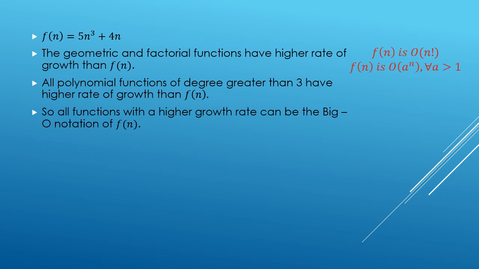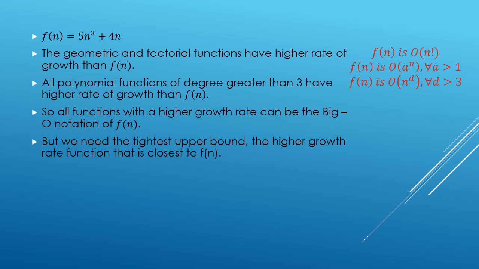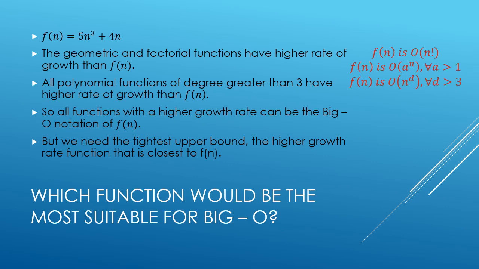Fn is O of a raised to n for all a greater than 1. This is the geometric function and this is mathematically correct too. Fn is O of n raised to d for all d greater than 3. This represents polynomials of degree greater than 3. This statement is mathematically correct too. But we need the tightest upper bound, the higher growth rate function that is closest to Fn. Which function would be the most suitable for big O?